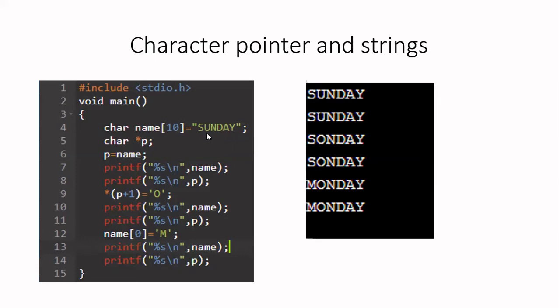So p plus 1 will give you the address of u. Do you want to change the address? No. You want to change the value at that address. So now write star in front of p plus 1. Now you will get the value at the address p plus 1, that is nothing but u. This u you want to change to o. So give o inside single quotes, and when this statement is executed, in Sunday, u will be replaced by o. So when you print name and then p, in both cases you will get Sonday, because we have changed u to o with the help of this pointer.